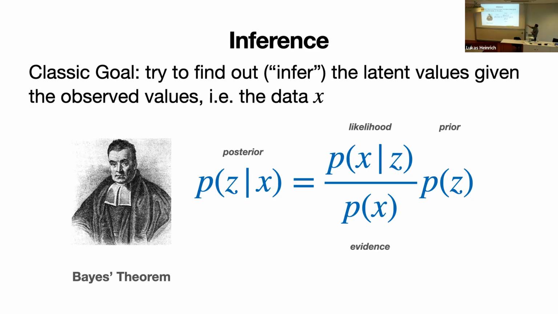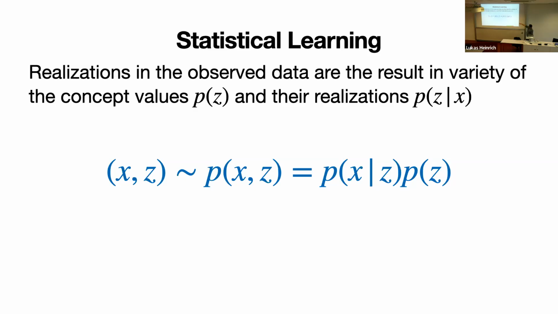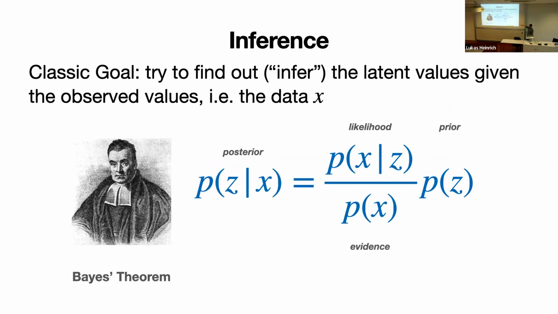So basically it's a very simple derivation. Here we have the joint distribution on the left, p(x,z), and we split it into p(x|z) times p(z), but you could also split it a different way. You can also split it into p(z|x) times p(x). And then if you just pull down the p(x), then you already have Bayes' theorem, right?